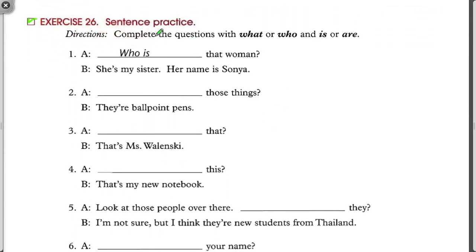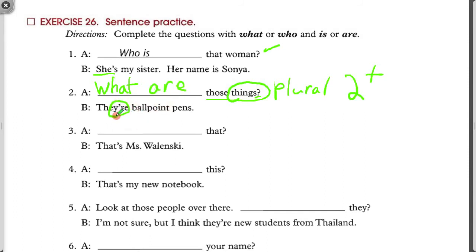Exercise 26. Complete the questions with what or who and is and are. Who is that woman? She is my sister. Her name is Sonia. So here we have what, because it's things. And those things, plural, more than two. So what are? They are ballpoint pens. Who? What goes here? It's a person, right? And here's is. So is who? Who is that?